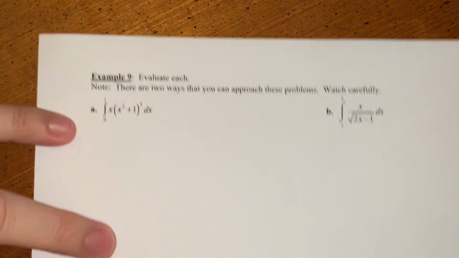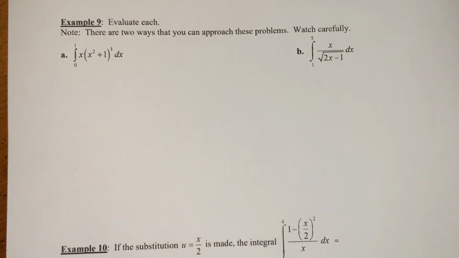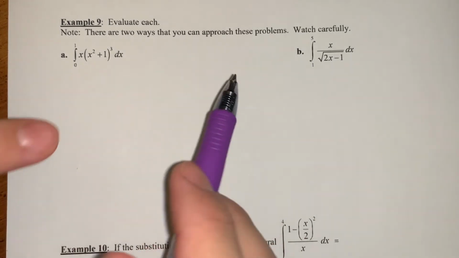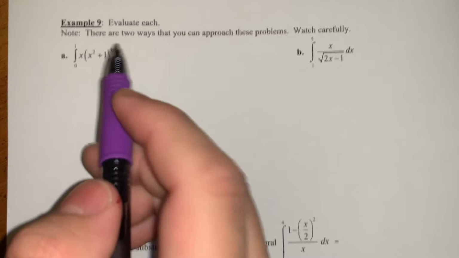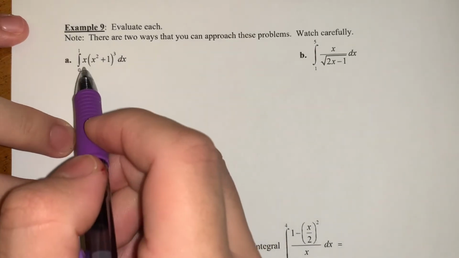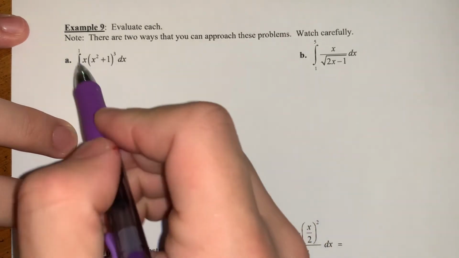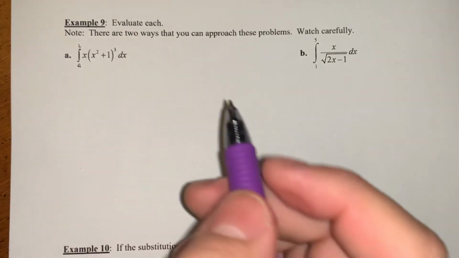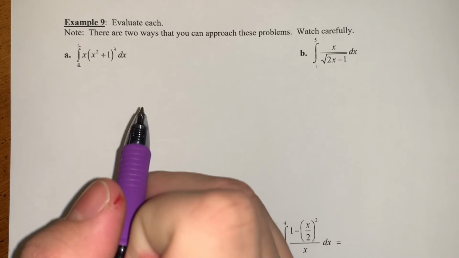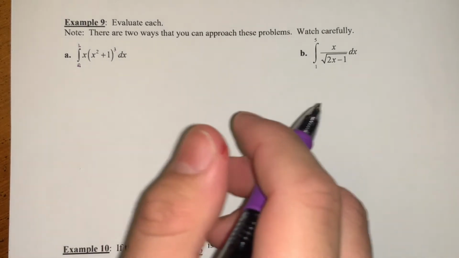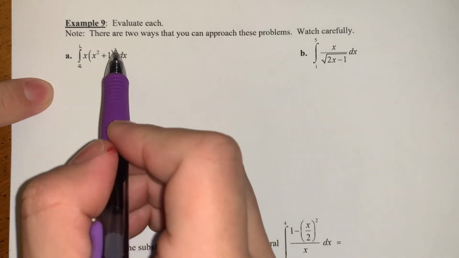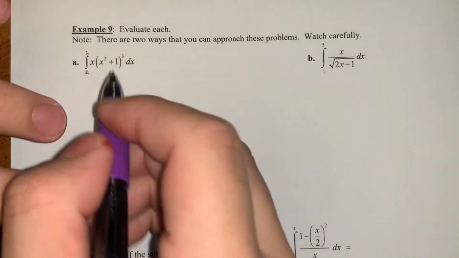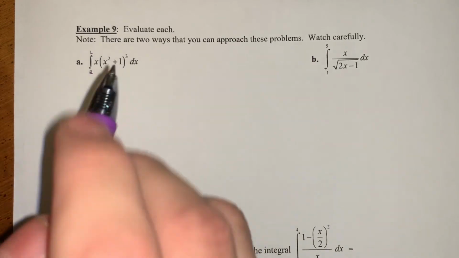I'm being stupid. So there are 2 ways you can approach these problems. Watch carefully. I guess I'll show you both ways. First of all, we've been doing a whole bunch of u substitution, but now we have u substitution with bounds. So, what do we do with the bounds? Hopefully you remember that whenever we integrate, we plug the upper bound into our function, then subtract plugging in the lower bound. But with u substitution, it's going to be a little bit different.